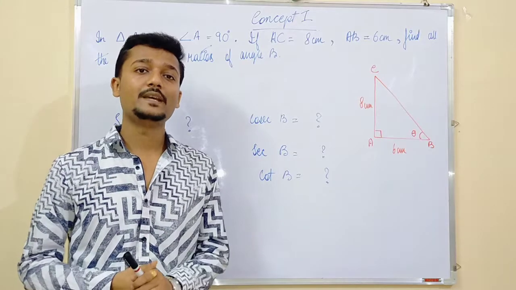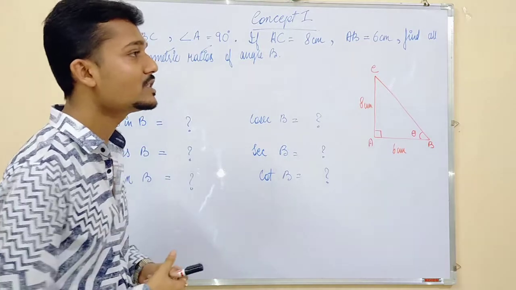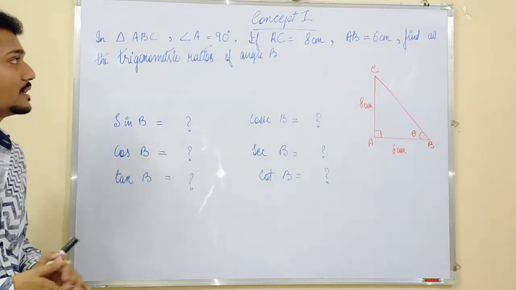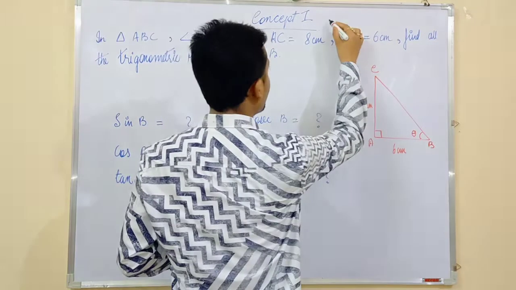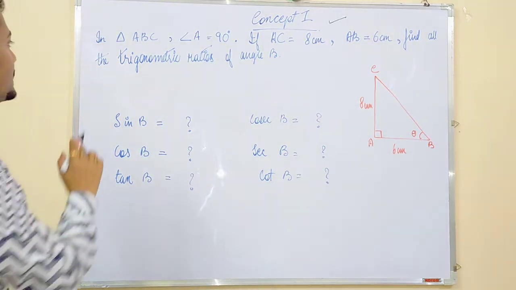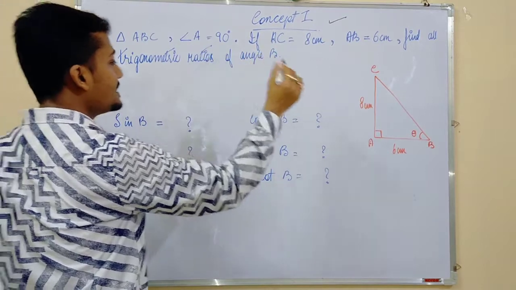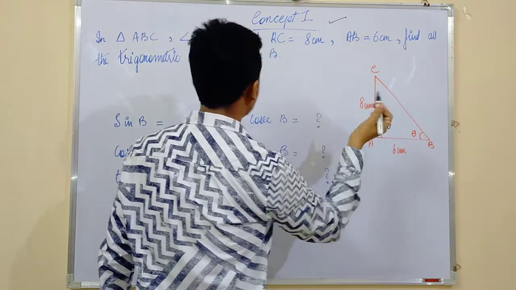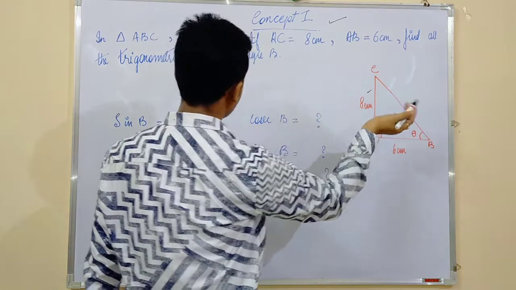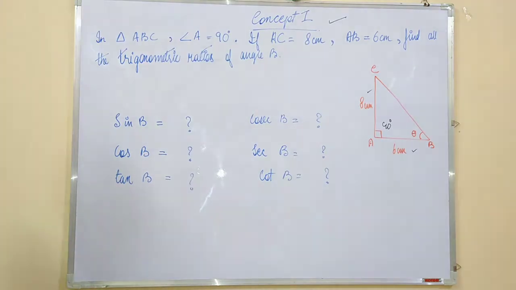So now, based on the chart that we have learned till now, or the introductory part that we have learned, we will try to solve certain questions based on the first concept. Okay, that means in this concept what do we have? Let us see. In triangle ABC, angle A is 90 degrees. It is given that AC is equal to 8 centimeters and AB is equal to 6 centimeters. Find all the trigonometric ratios of angle B.